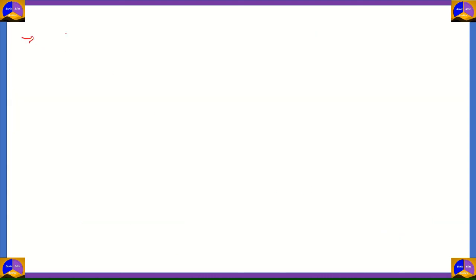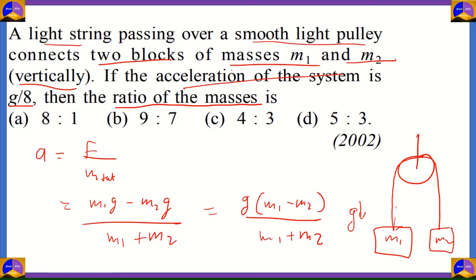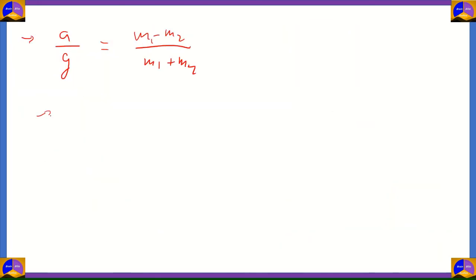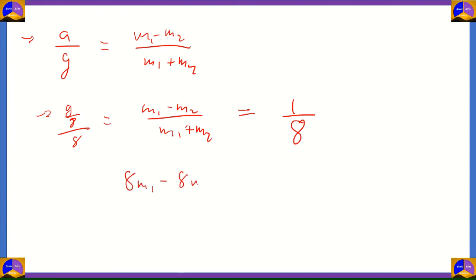Now, what we're going to do is take g to the left-hand side, so it gets divided and comes in the denominator. And then on the right-hand side, it's m1 minus m2 divided by m1 plus m2. Now, we know the value of acceleration is g by 8, so g by 8 divided by g equals m1 minus m2 divided by m1 plus m2. So m1 minus m2 divided by m1 plus m2 will be equal to 1 divided by 8. When you multiply that, you get 8m1 minus 8m2 equals m1 plus m2.